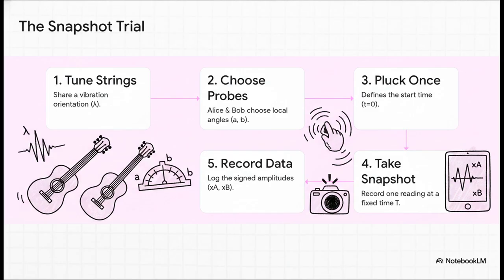Next, they each pick an angle to place a sensor. Then, at the exact same time, they pluck the strings and take a single instantaneous snapshot. All they write down is the amplitude, how loud or how far the string is vibrating at that one moment. That's it. That's a single trial.